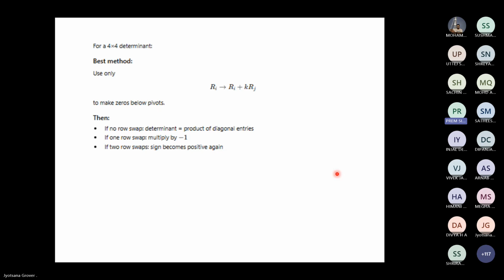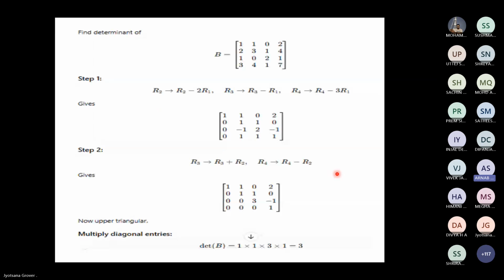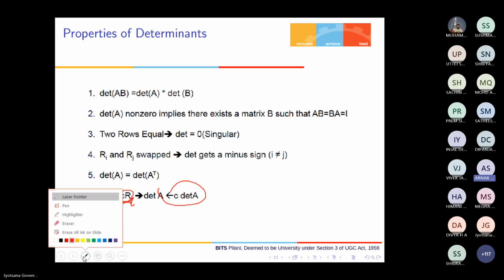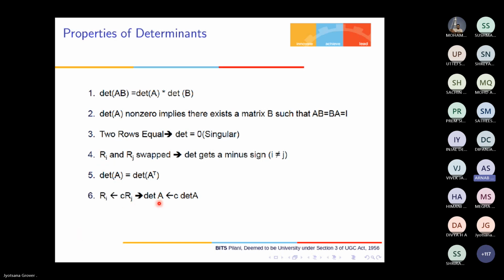Yes. So here we are multiplying Rj with k. So here the determinant is not getting changed. We are multiplying with a constant, right? You're talking about property 4? No, I am talking about property 6. Property 6, actually, when we are multiplying any row with a constant, the determinant gets changed. So the determinant will be multiplied by that scalar only, that constant.